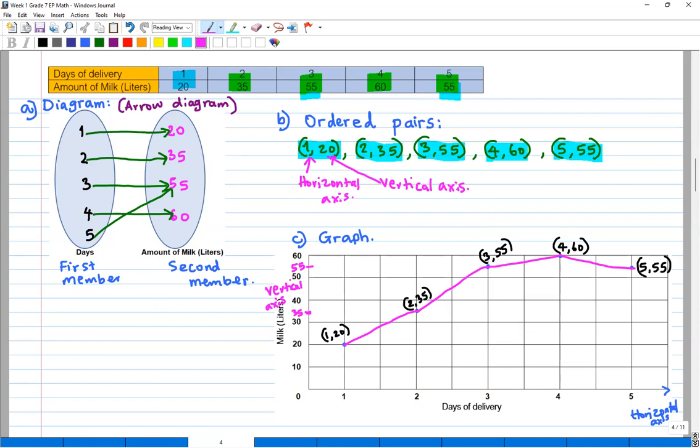Now I want you to go to page 4 to 5. And then you do exercise 1A. And when you finish, you take a picture and you send it to our line group.